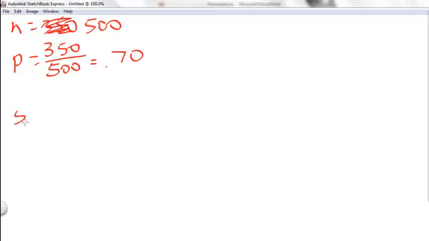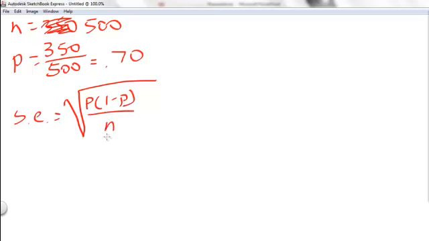Okay, we know we're going to have to calculate a standard error. We always know that. So we're going to do the square root of P times 1 minus P over N. That's going to be the square root of 0.7 times 0.3 over 500, and that's going to be 0.0205.